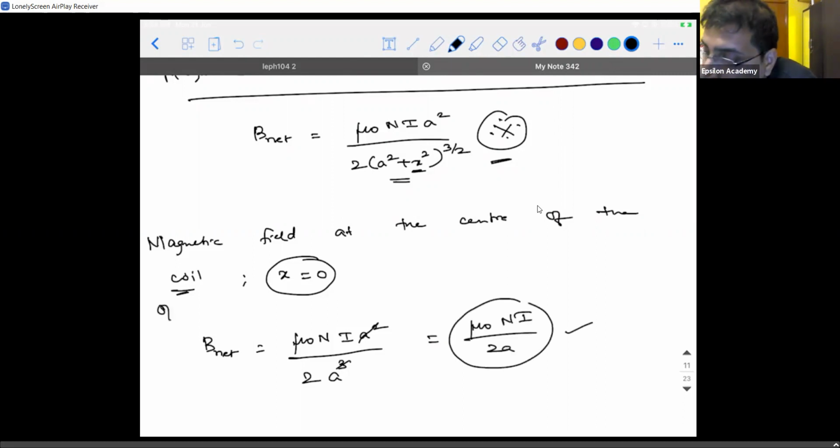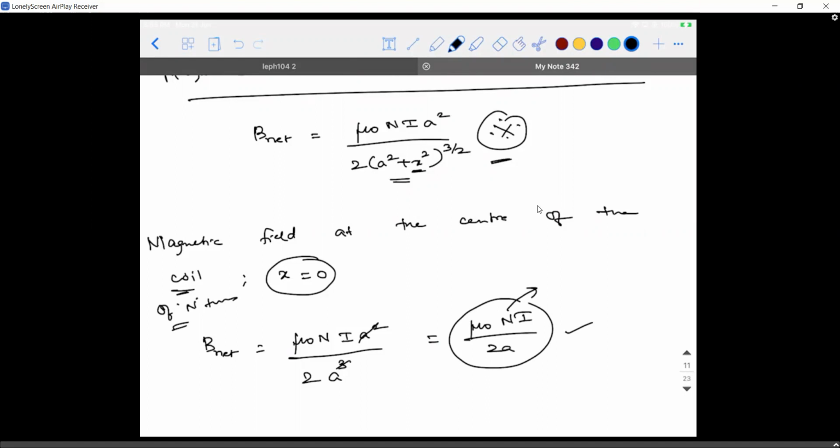Here it is a coil of N turns. Please make a note of that point because capital N is there. If it is only one loop, the capital N will be equal to 1. That's it. So mu naught N into I divided by 2 into a. Guys, am I clear with this?